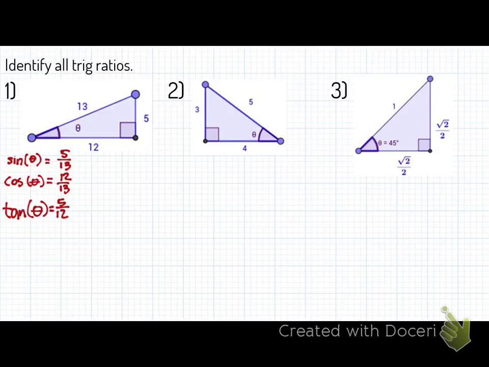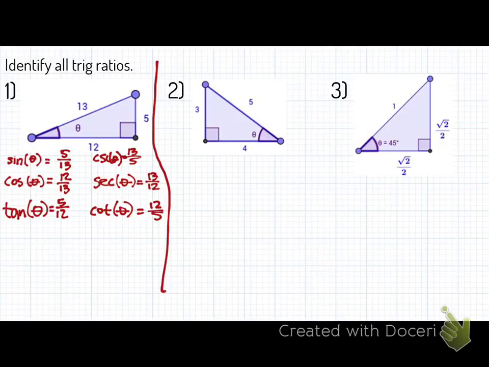So to do the next ones, they're pretty easy, right? Cosecant. Isn't cosecant just the flip fraction of sine? Remember that? So we could just say cosecant of theta is going to be 13 over 5. Secant of theta is going to be the flip fraction of 12 over 13, or 13 over 12, and then cotangent of theta is going to be 12 over 5. And that's it. And that's how you do number 1. Very quickly and easily. Right?